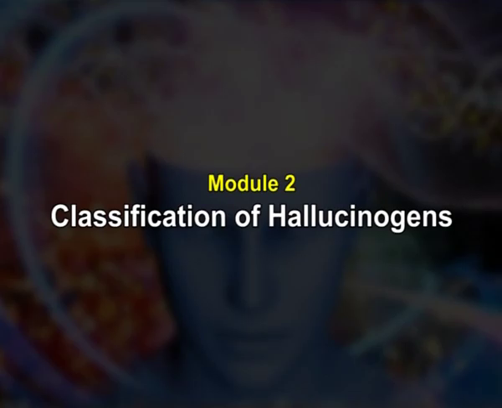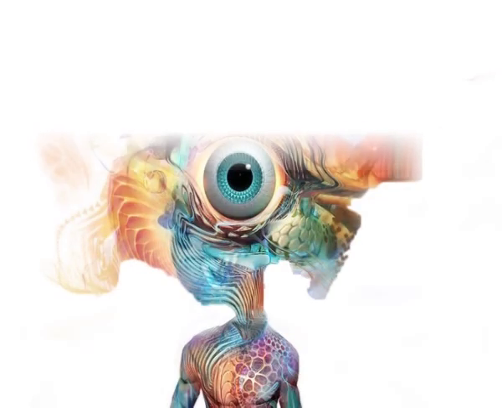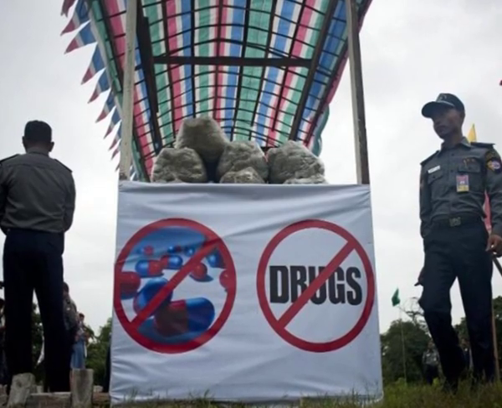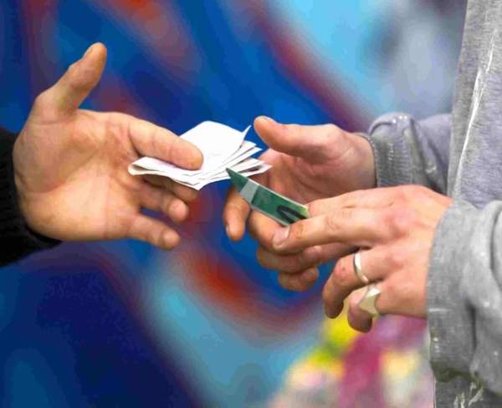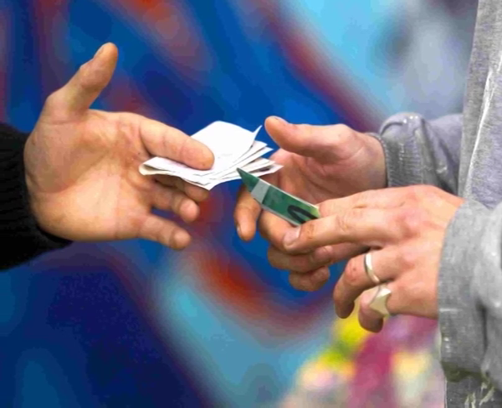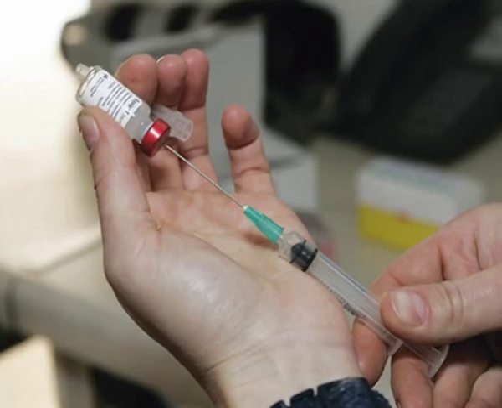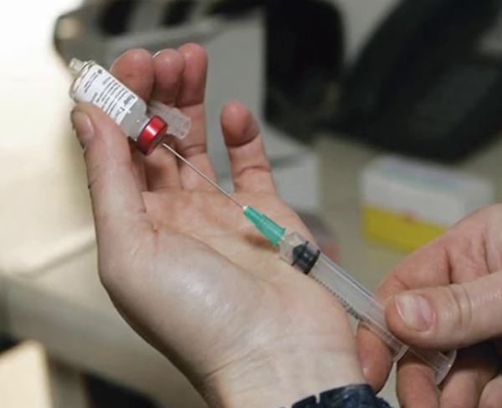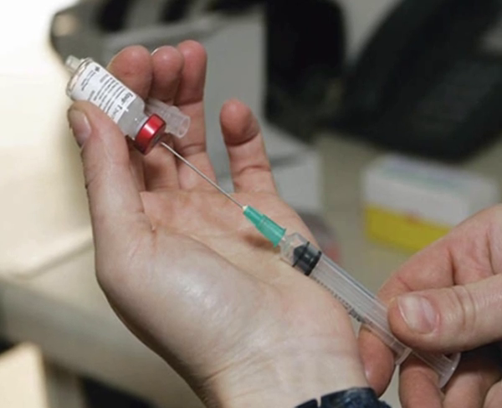Now, coming to Module 2, Classification of Hallucinogens. Many types of substances are classified as hallucinogens solely because of their capacity to produce such hallucinations. These substances are sometimes called psychedelic or mind-expanding drugs. They are generally illegal to use in the United States, but are sometimes sold on the street by drug dealers. A few hallucinogens have been used in medicine to treat certain disorders, but they must be given under controlled circumstances.